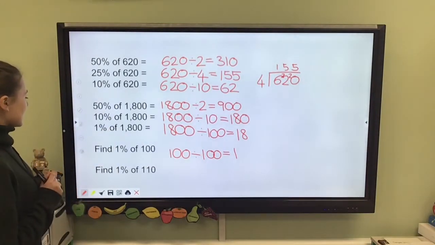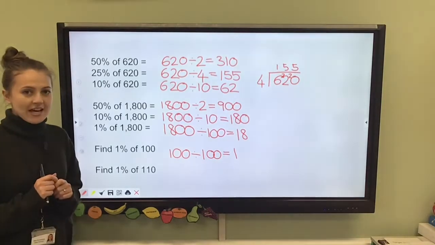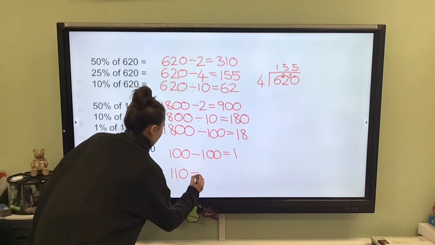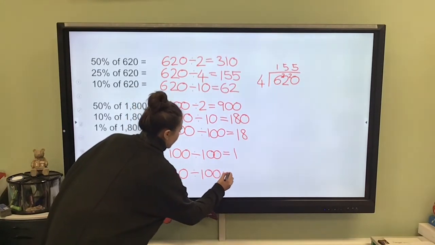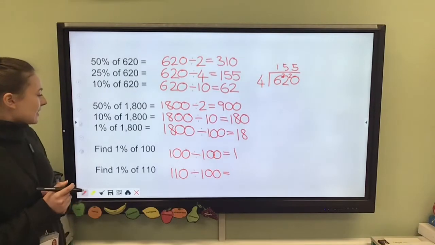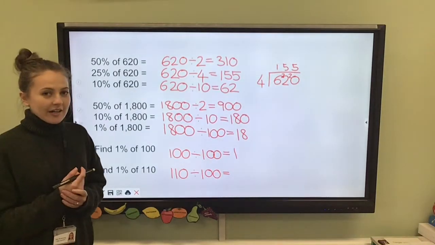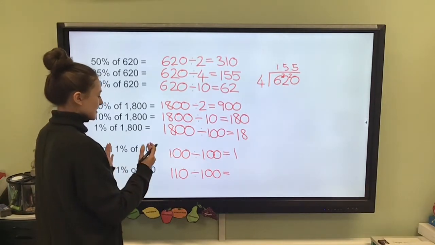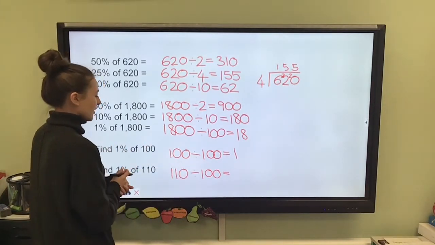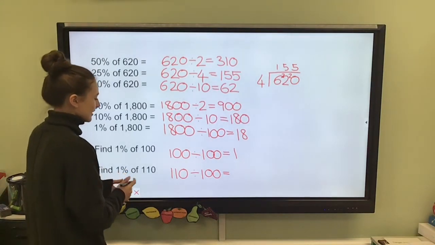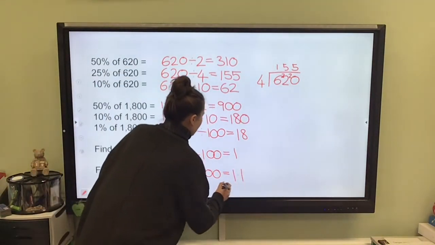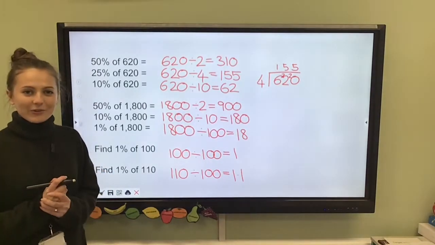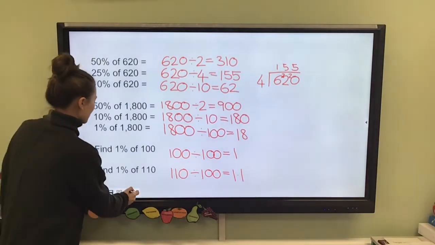Okay, what about finding 1% of 110? So I need to do 110 divided by 100. Okay, so again, you need to be very careful with your place value here. So how many place value columns does my number need to move? So if I'm dividing by 100, my answer would be 1.1. Okay, hopefully you got all of those correct. Let's move on to our next slide.